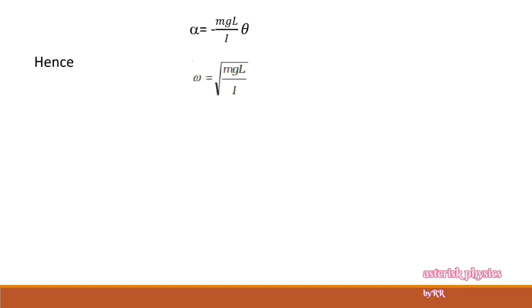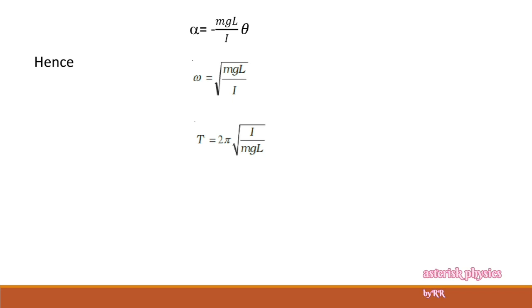Hence, we have omega is equal to root of mgL by I, because we have derived the expression for acceleration in case of simple harmonic motion, and the acceleration is found to be a equal to minus omega square x in linear simple harmonic motion. Here it's only angular simple harmonic motion, so x should be replaced by theta. So comparing those equations, we can write omega equal to root of mgL by I, where omega is the angular velocity.